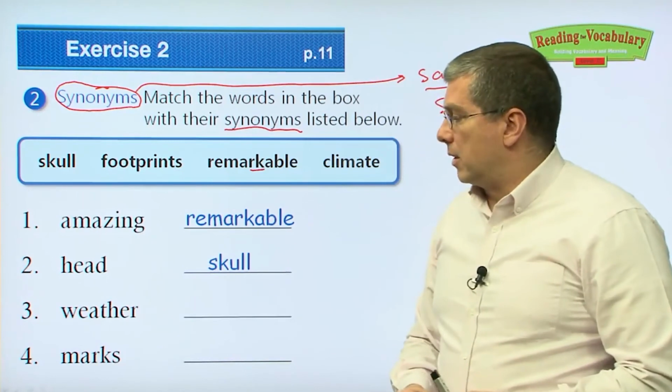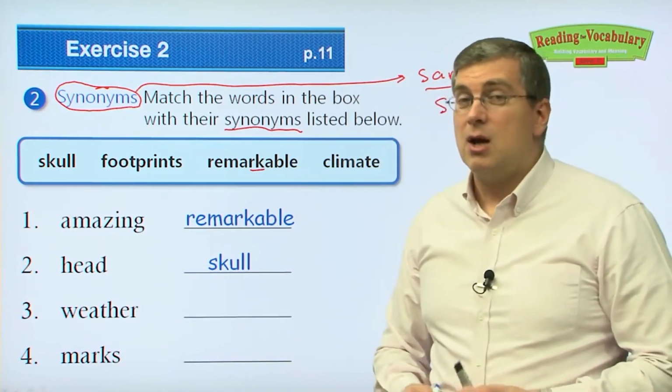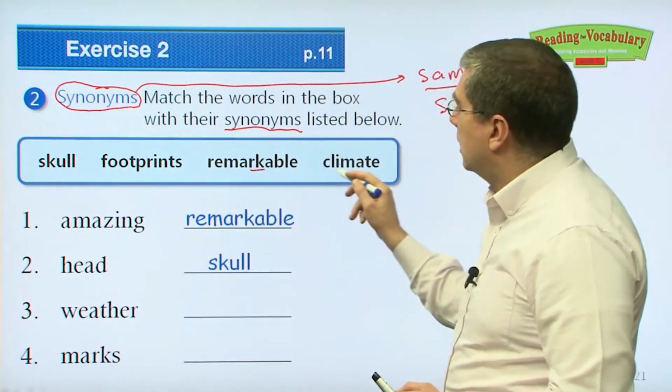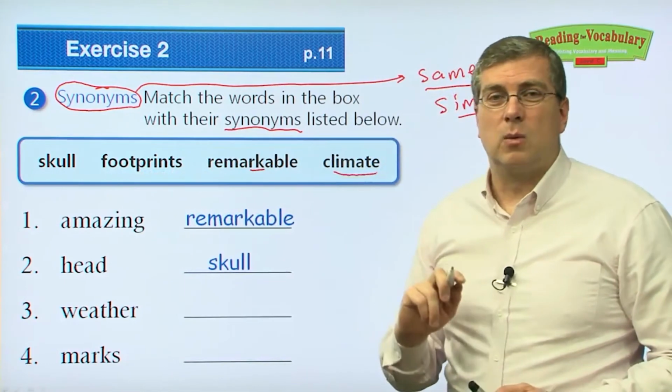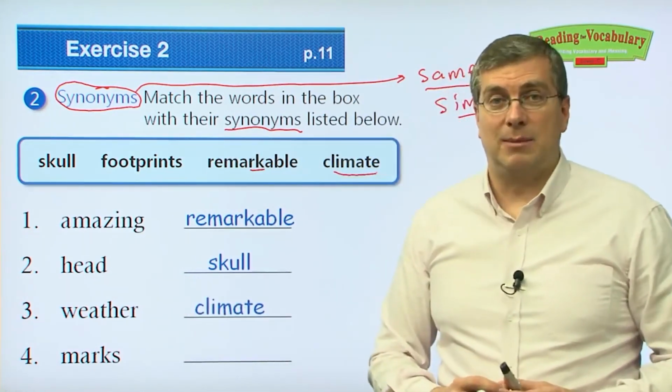Number 3, weather. So we're talking about the weather in a certain place, especially. What word has to do with weather? Of course, this word means weather. Climate. Weather is climate.